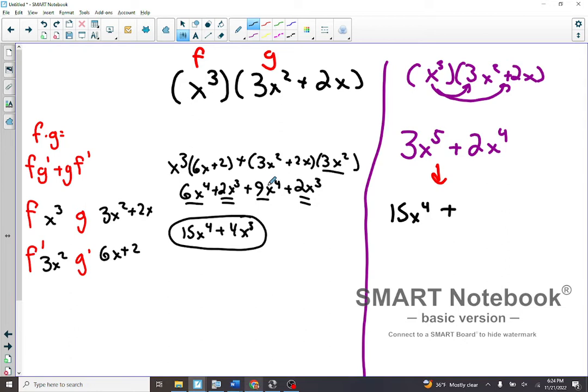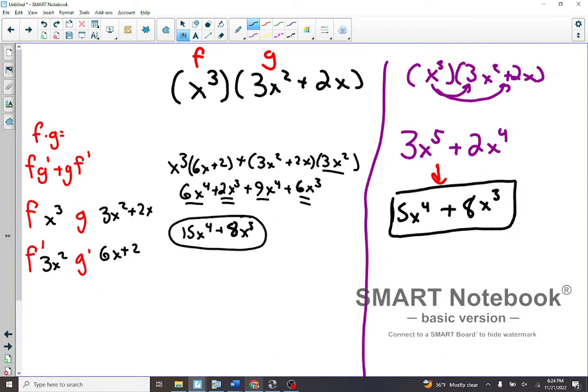Did I make a mistake somewhere? I did make a mistake. This should be a 6. So this should be a 6. So this would be an 8. So that should be 2 to the 4th, 8x to the 3rd.